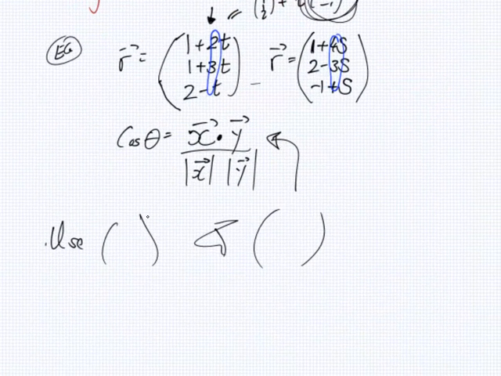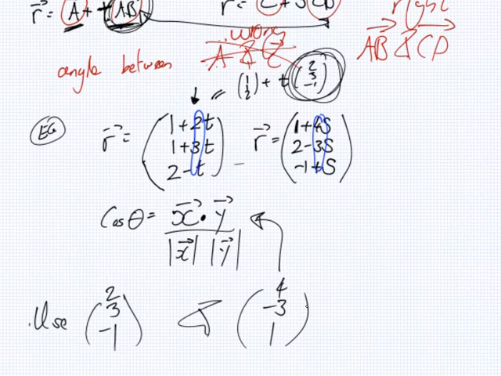Right, so I should use 2, 3, minus 1 and 4, minus 3, 1. Okay, can you calculate the angle now, please? Give me the angle now. So you have 2, 3, minus 1, and 4, minus 3, and 1. Calculate the angle now. Now you should be able to do this. Faisal, take out the calculator and calculate this angle.